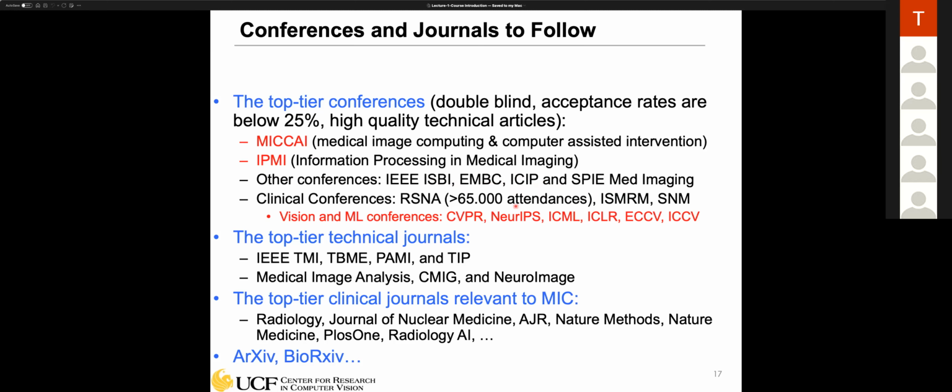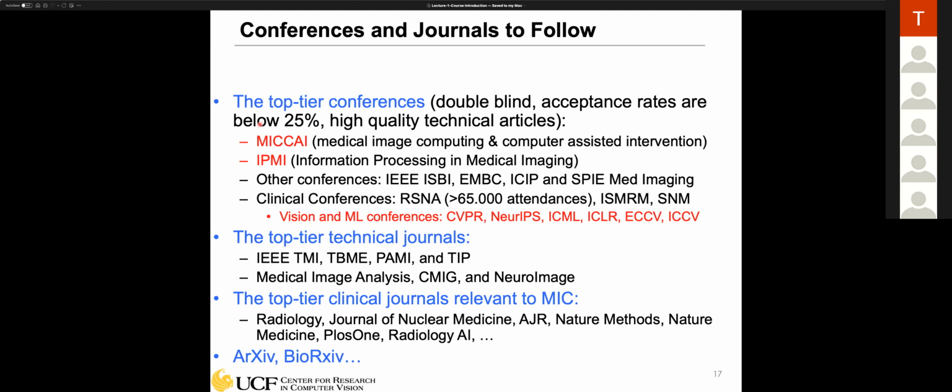Okay. There are also some clinical conferences. They may not focus on technical matters because they emphasize the clinical side, right? Maybe those are published by physicians in hospitals. They have a lot of patient data, do some clinical trials, and publish their findings here. Okay. There are also general vision and machine learning conferences.